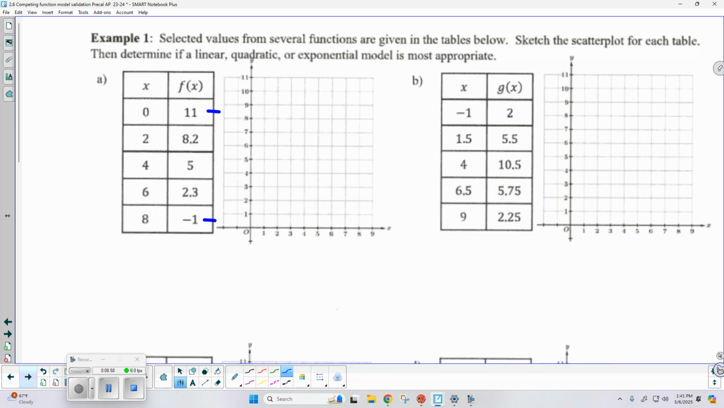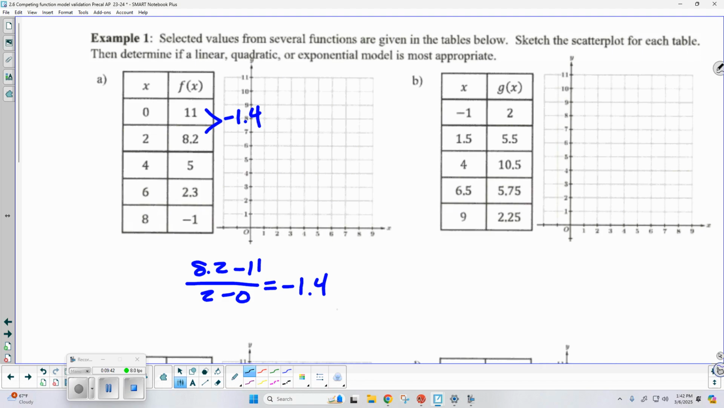Now, if it's linear, then we should see relatively the same slopes. Or if it's exponential, we should see some kind of proportional pattern. What do you folks think it is? Linear or exponential? Linear? Okay. If it's linear, let's take a look at our slopes. Let's start. The difference of the y's, 8.2 minus 11 over 2 minus 0. If I'm remembering this off the top of my head, I want to say that's a negative 1.4. Let me double check that to make sure I got that correct. Okay, I did.